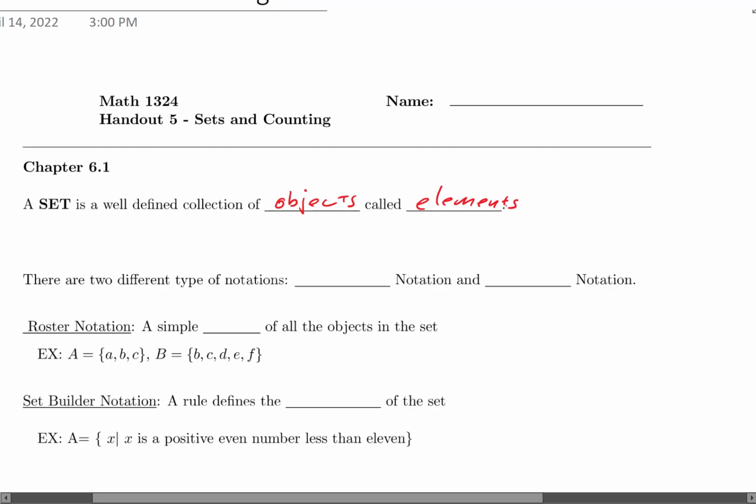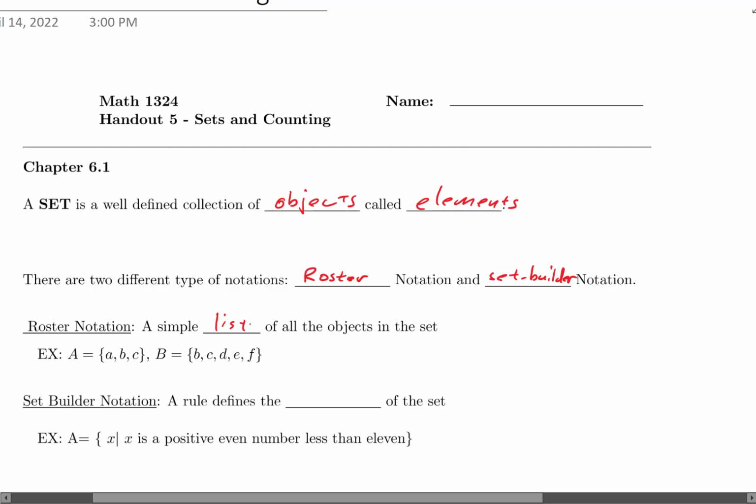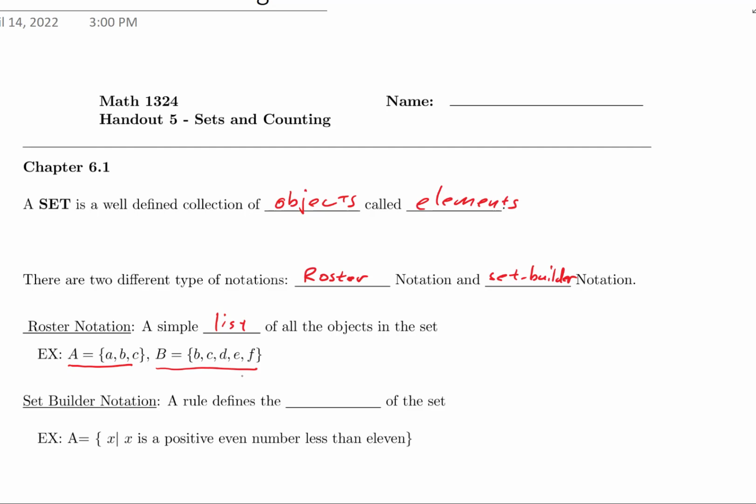Right? Now, the way we communicate what's in these sets, we have two big ways. One is the roster notation, and the other one is called the set builder notation. So first, the roster notation, which is a simple list of all the objects in the set. So we have two examples here, A and then B. Set A consists of 3 letters, A, B, C. B consists of 5 letters, B, C, D, E, F, as you see here.